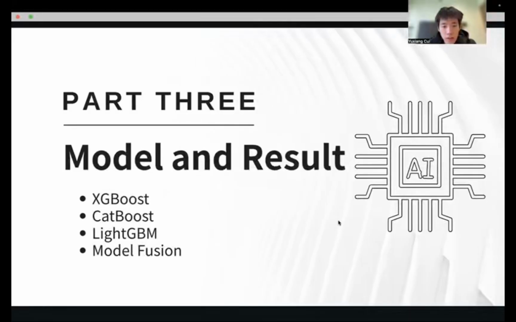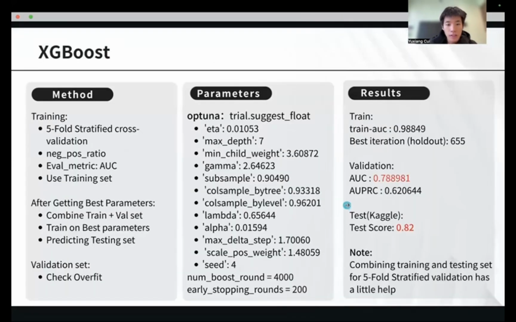Given the features as our input, here's the model we chose to do the experiment. We have 4 approaches: XGBoost, CatBoost, LightGBM, and Model Fusion, which is a combination of the 3 models. Since our dataset is not very big, we did not choose those complex neural network models. We only use traditional machine learning models. And the first model is XGBoost.